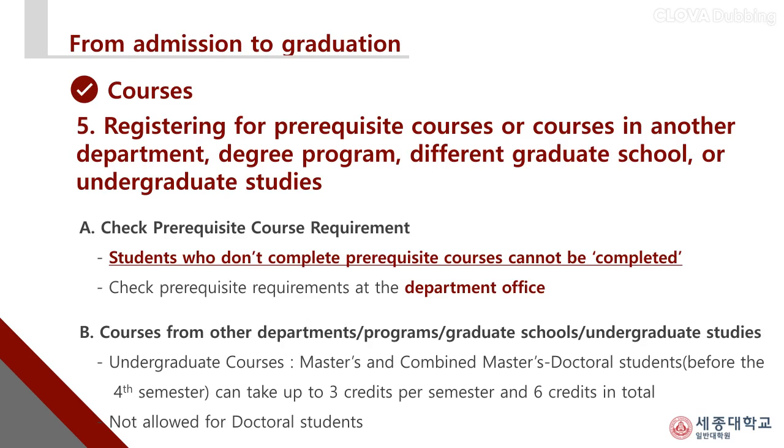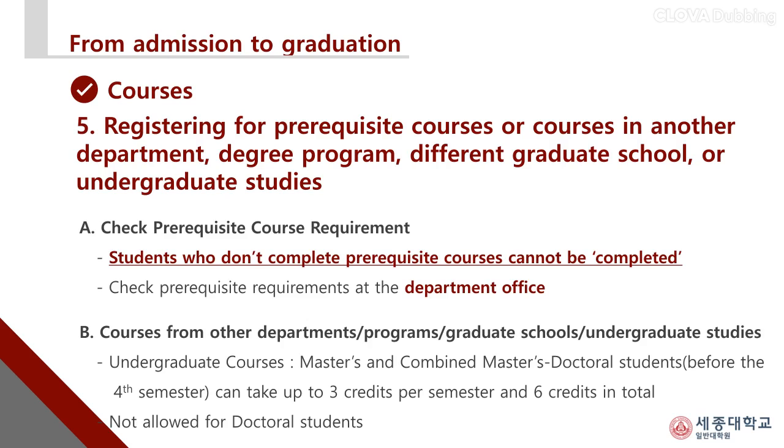Now, let's talk about prerequisite courses and the types of courses you can take. First, check if you have any prerequisite courses. How? Just ask your department office. Next, let's go over the courses you're allowed to take. You can take courses from other departments, programs, and even undergraduate courses, since we have a flexible academic structure. But there are some limitations.